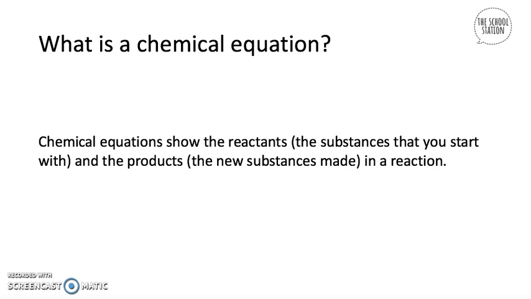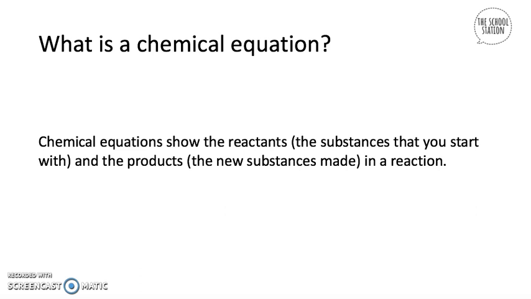So first of all, we actually have to think about what a chemical equation actually is. Chemical equations show the reactants, the substances that you start with, and the products, the new substances made in a reaction. So when you're doing a reaction, we always have things that we start with, and those are the reactants. And when we have finished the reaction, we have the products, the new substances made. Therefore, we have to know how to present these chemical equations so we can know what we get out of a reaction.